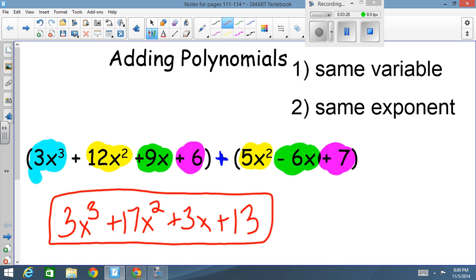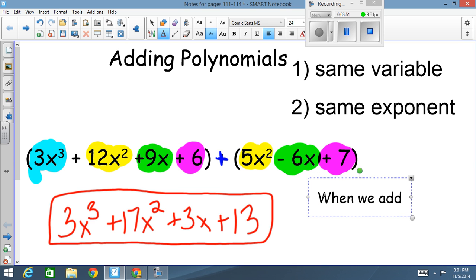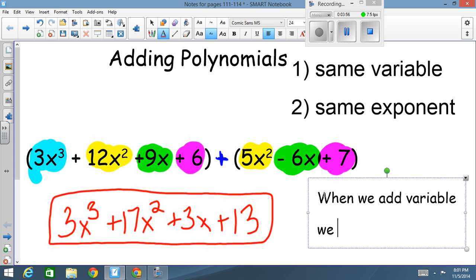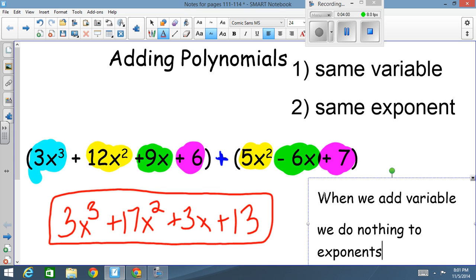Notice, when I add variables, I do nothing to their exponents. So when I did 12x squared plus 5x squared, it was 17x squared. It's not x to the fourth. We don't do anything to the exponents. Okay, so I'm going to make that little note down here in the corner. When we add, or subtract for that matter, variables, we do nothing to the exponents.